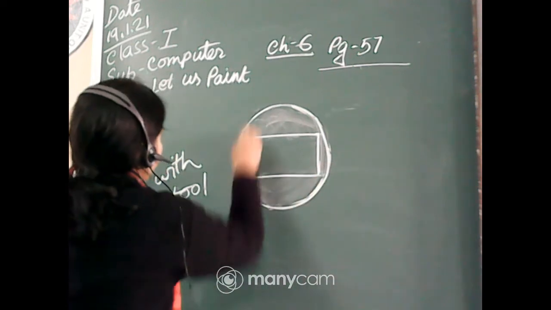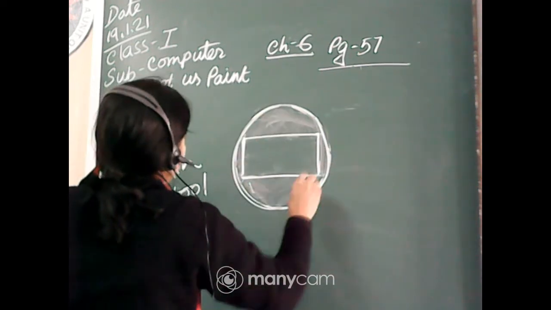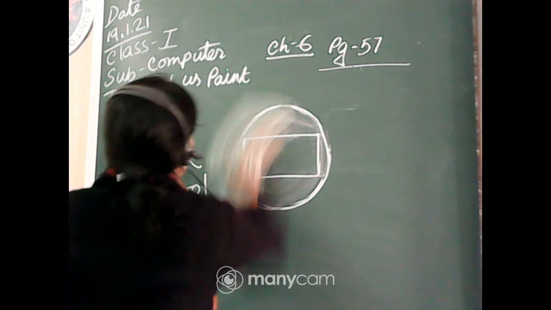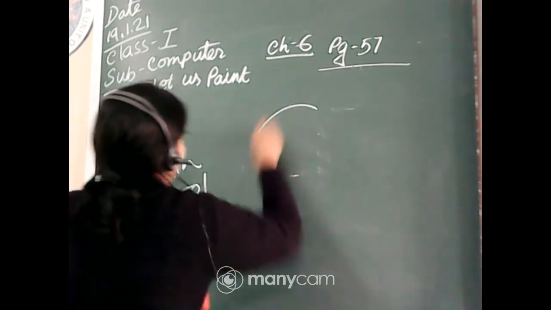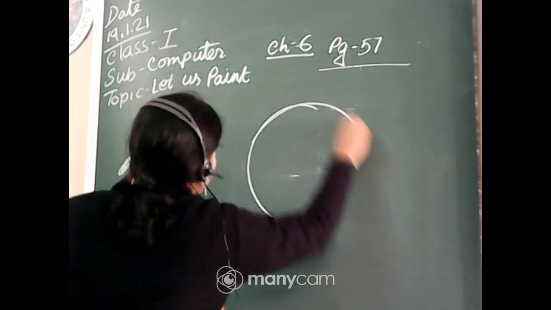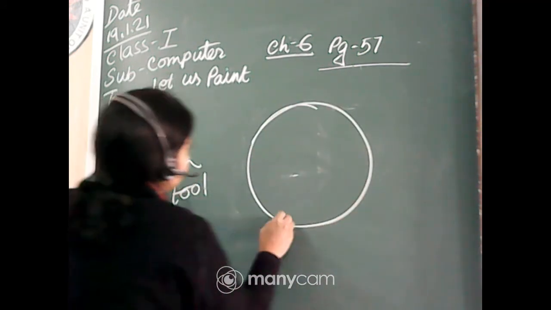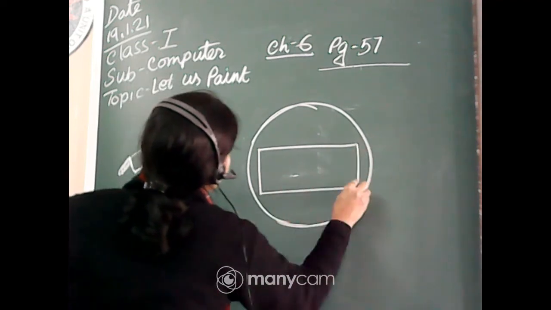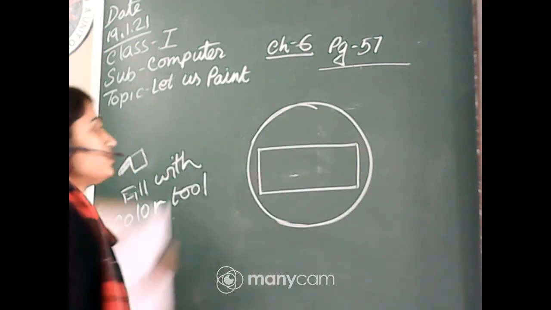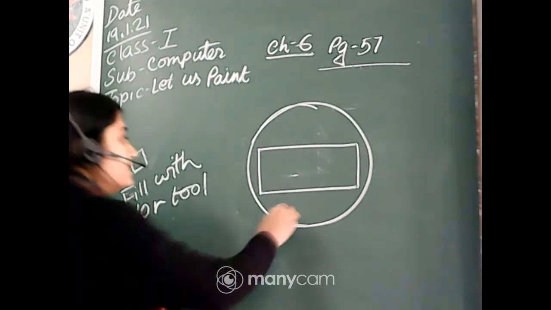Inside the circle, if you want to draw a rectangle, you can draw a rectangle also. Okay, so using the oval tool you can draw a circle, and using the rectangle tool inside you can draw a rectangle also. And if you want to color this one red, you can color this red.